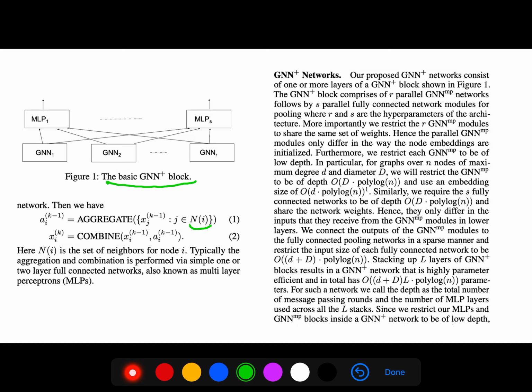So our proposed GNN plus network consists of one or more layers of the GNN plus block that is shown in figure 1. The GNN plus block comprises R parallel GNN multi-layer perceptron networks followed by S parallel fully connected network modules for pooling, where R and S are hyperparameters of the architecture. More importantly, we restrict the R GNN MP modules to share the same set of weights. Hence, the parallel GNN MP modules only differ in the way the node embeddings are initialized.